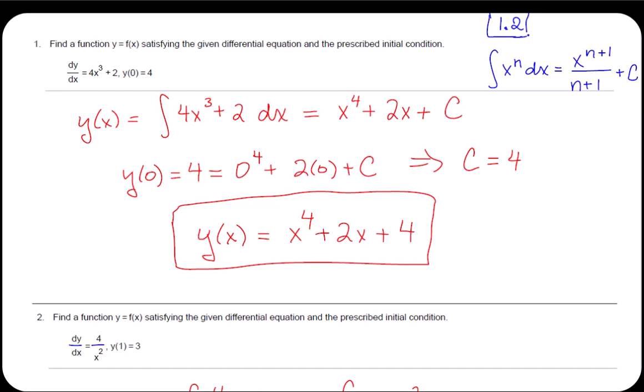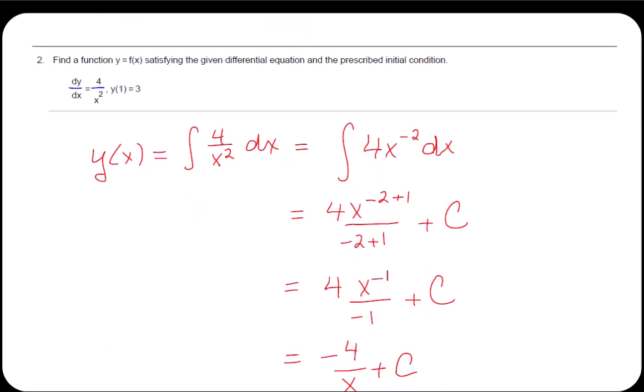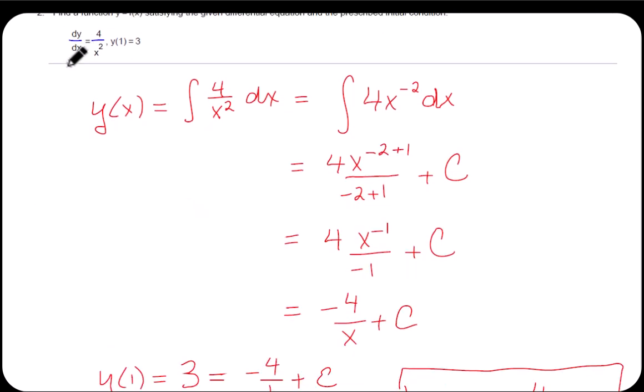All right, in question 2, we continue this. I got the derivative is 4 over x squared. My initial condition is y at 1 is equal to 3. So to integrate this, I need to convert it into a form that I can use my power rule. So this is 4x to the minus 2.